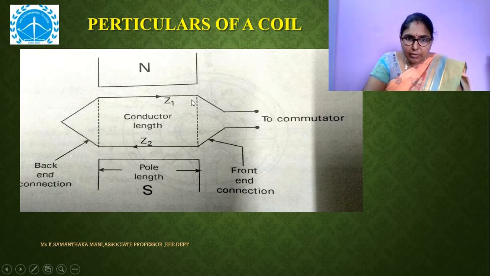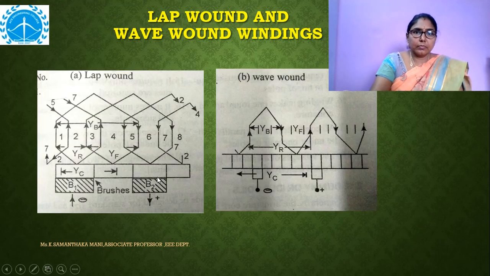Completely, the effective length of the conductor we call Z1, from the starting of the pole to the ending of the pole. Together it is called the effective length of the conductor, that is Z1. Here there is a V connection, connected to the commutator. These are called end connections. This V shape is called the back end connection, and this is called the front end connection, from which it is connected to the commutator here. And this is called the pole length.